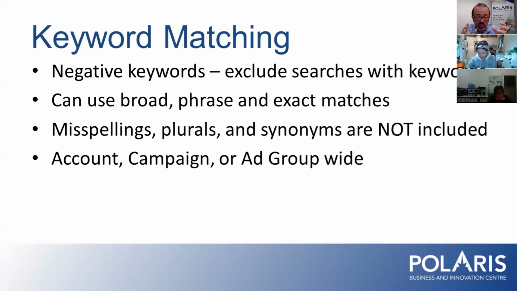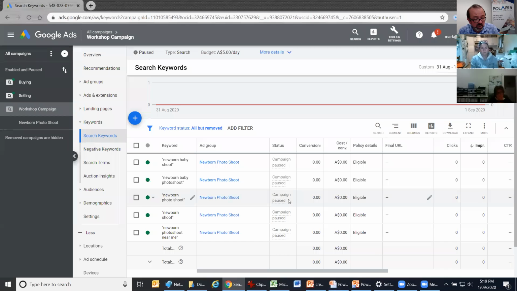In the case of our bike shop, if we're selling new bikes, second-hand, we want to get rid of that. We want to get rid of repair. We want to get rid of motor. All of these words that we don't want to trigger on. If we don't sell clothing, all the clothing keywords want to be in there as well. So we'll just create some negative keywords here.